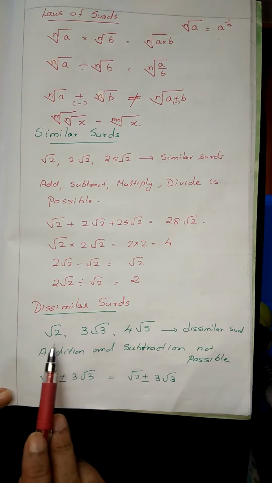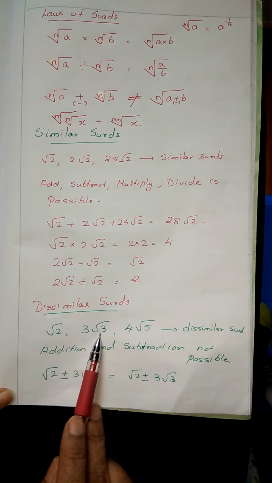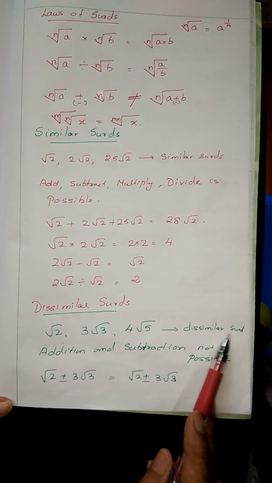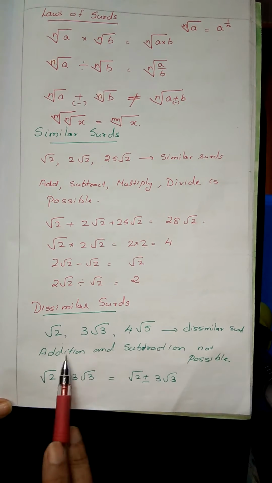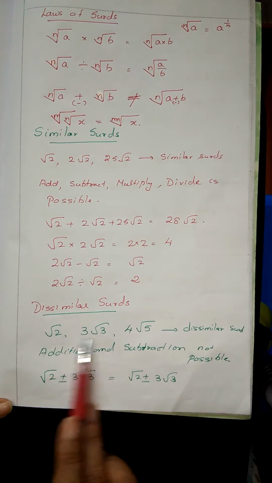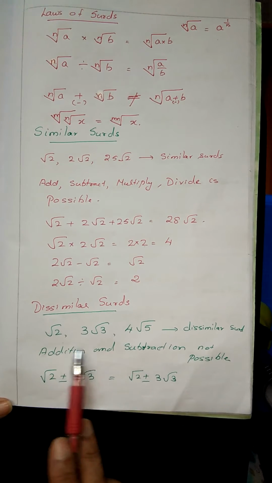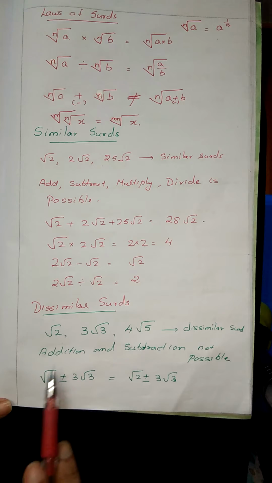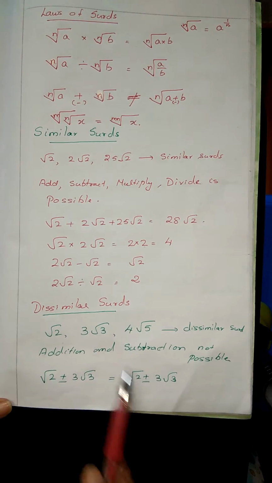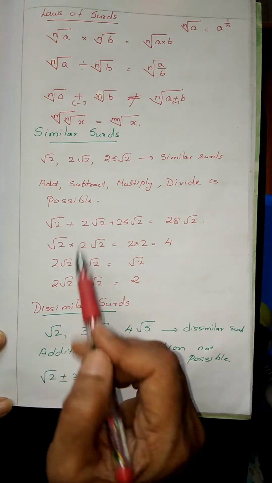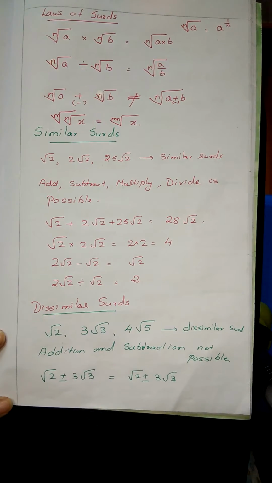Dissimilar surds: here this is root 2, here it is root 3, here root 5. They are not similar surds, so they are called dissimilar surds. Addition and subtraction is not possible in dissimilar surds, but you can do multiplication and division. Only addition and subtraction is not possible with dissimilar surds, but with similar surds, all four operations are possible.